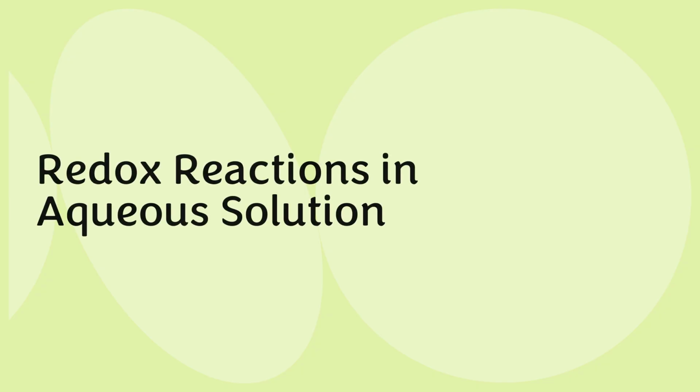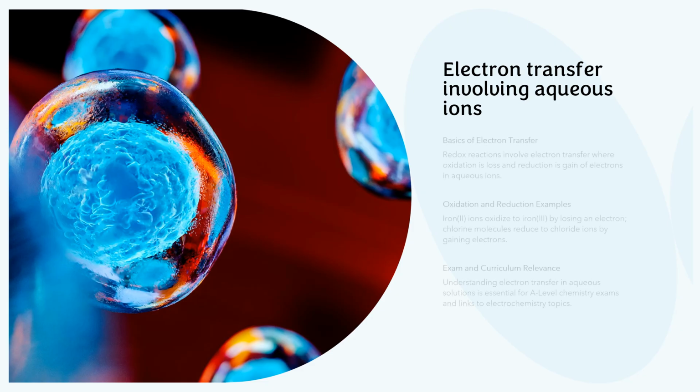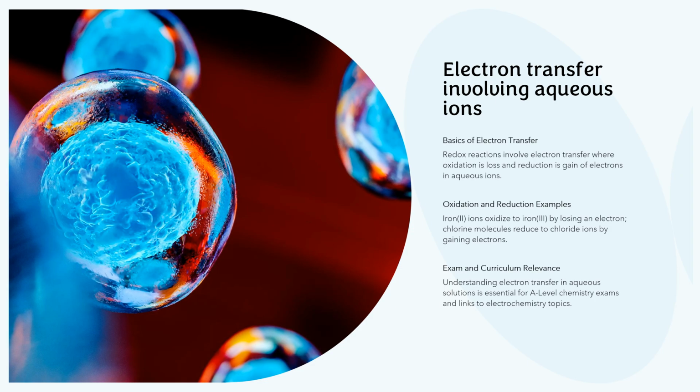Electron transfer involving aqueous ions. In aqueous solutions, redox processes often involve metal ions gaining or losing electrons. Oxidation is defined as loss of electrons, while reduction is gain of electrons. For example, when iron(II) ions are oxidized to iron(III) ions, they lose an electron. Conversely, halogen molecules such as chlorine can be reduced to chloride ions by gaining electrons.